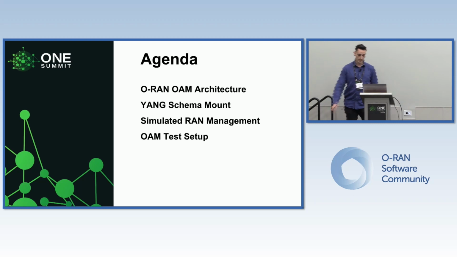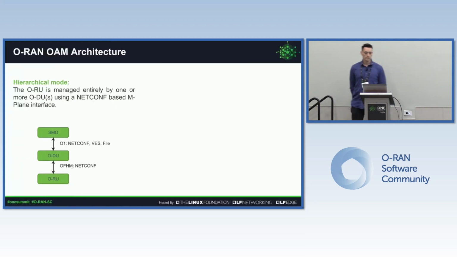So what do the ORAN specs tell us about the OAM architecture? We have two modes. The first one is the hierarchical mode. This means that an ORU is managed entirely by one or more ODUs. For that management, a NETCONF-based M-plane, the Open Fronthaul M-plane interface, is used. And the SMO manages the ODU through the O1 interface, which is also NETCONF-based, but also has some other features like VES.